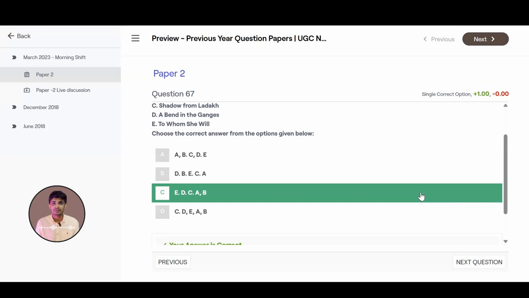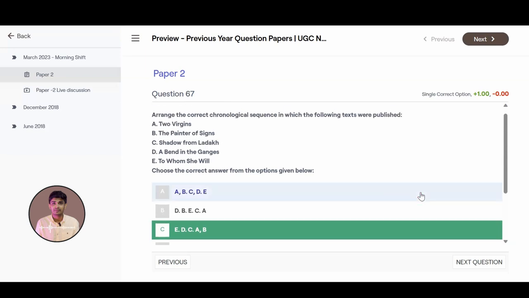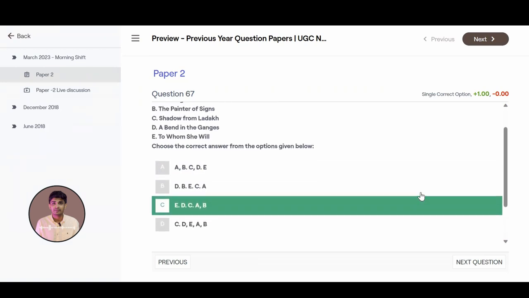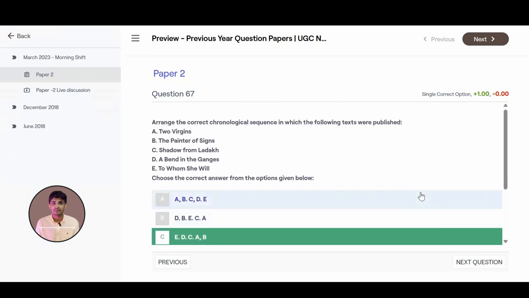in 1977 by R.K. Narayan. I asked a question, who wrote A Bend in the River? It is written by V.S. Naipaul. People often confuse A Bend in the Ganges and A Bend in the River.